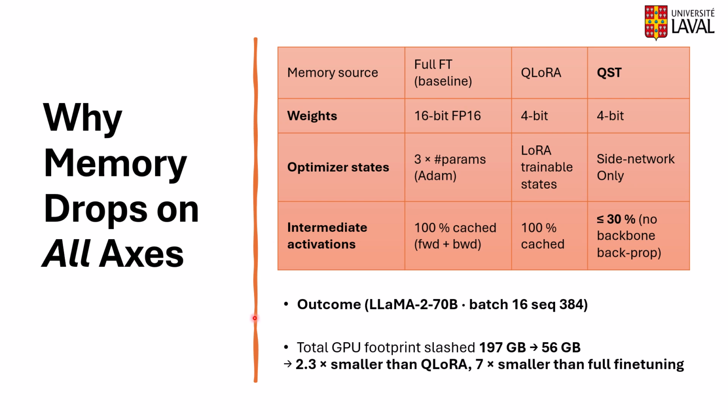As a result, for a Llama 2 70 billion model with batch 16 and sequence length 384, the total GPU memory footprint drops from 197 to just 56 gigabytes, making QST about 2.3 times lighter than QLoRA and 7 times lighter than full fine-tuning.